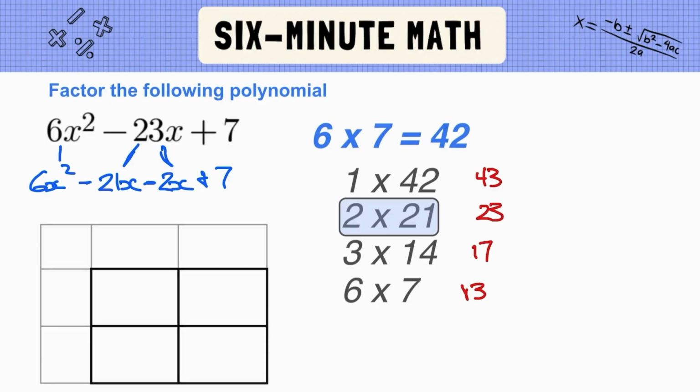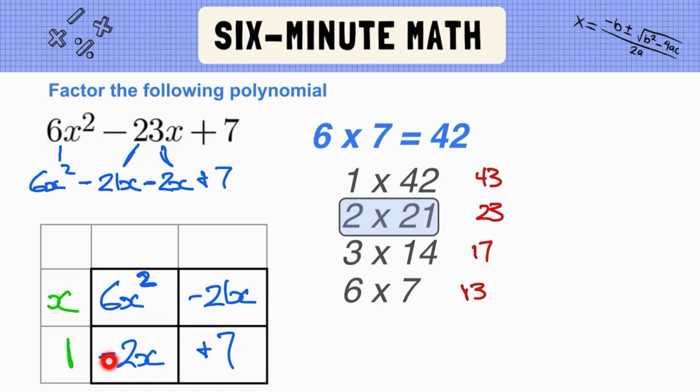Let's put some numbers into our box. We have 6x squared minus 21x minus 2x plus 7. 6x squared and negative 21x. There's only one factor I can take out of that, which is x. Negative 2x plus 7. Again, there's only one factor I can take out of a 1. And because this edge value is negative, it's going to be a negative 1.